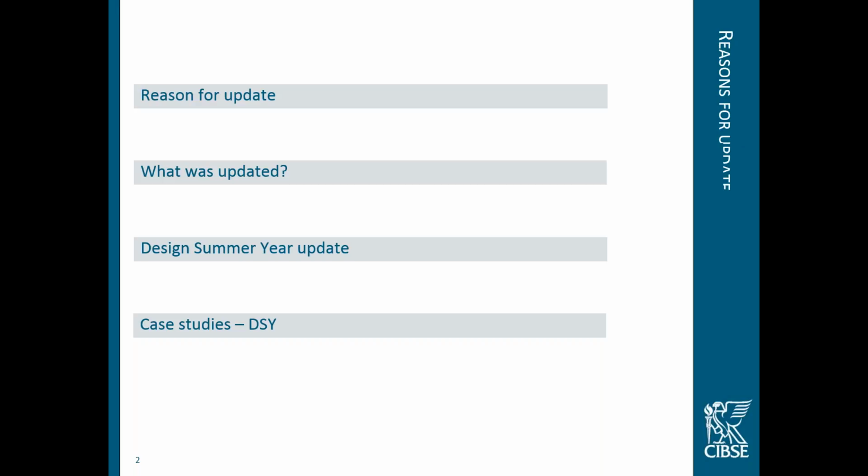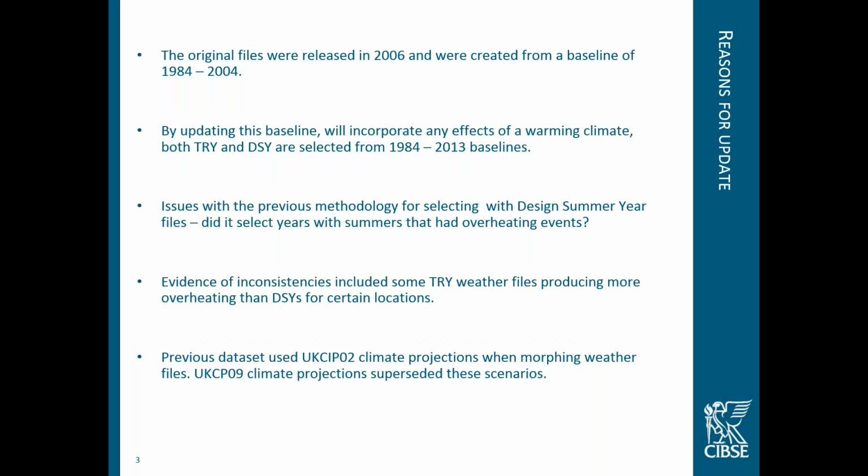Right, that's better. Okay, so the original files were released in 2006, and as Anastasia said, they were created from a baseline of 20 years, 1984 to 2004. By updating this to a 30-year baseline, we'll incorporate any effects of the warming climate in both the test reference years and design summer years.